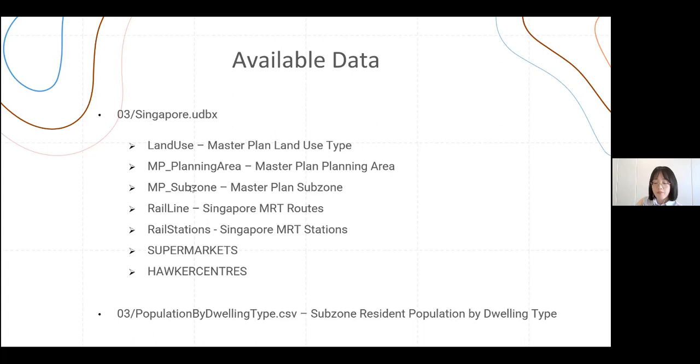So we could have a further look into the local communities by looking at the data collected at the scale of subzones. Here the population data set we have is also counted at subzone scale. And also we have some data sets for our points of interest, like the metro stations, supermarkets, and current Hawker centers.